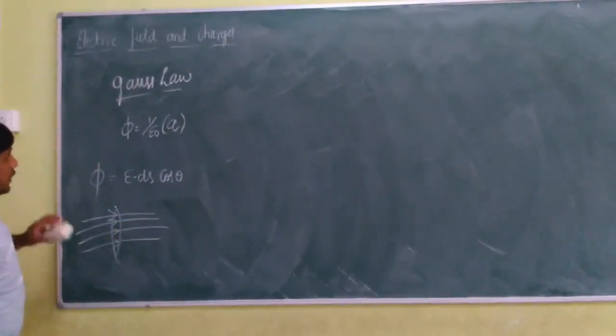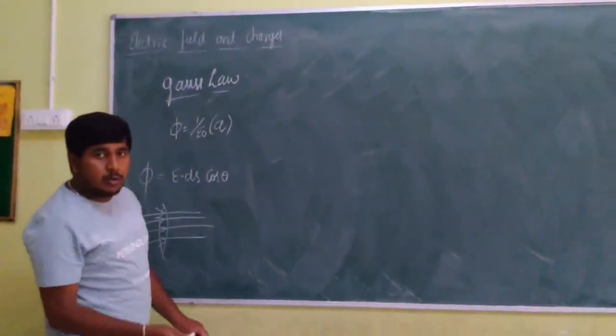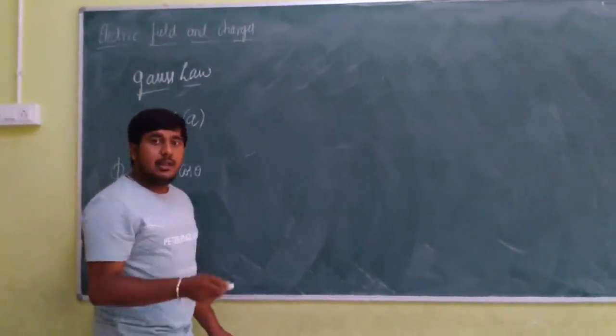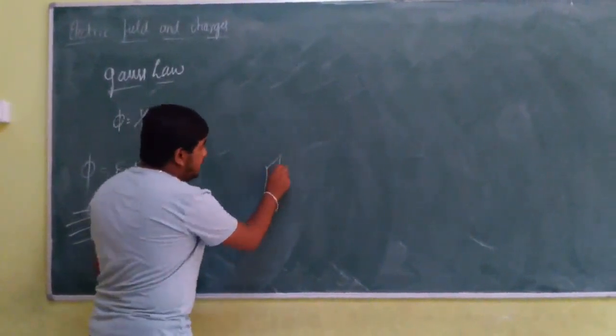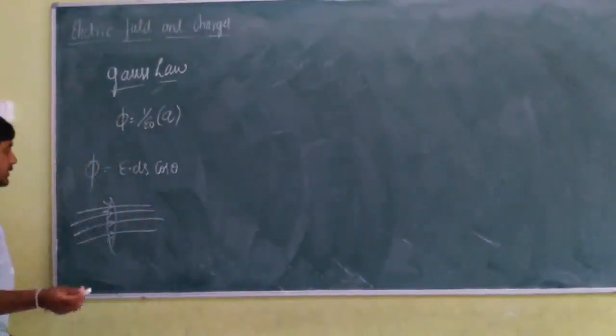By using Gauss law and electric flux, we have to find the electric field due to a charged shell, a plane sheet, and one more thing, a charged wire. So we have to derive these formulas.